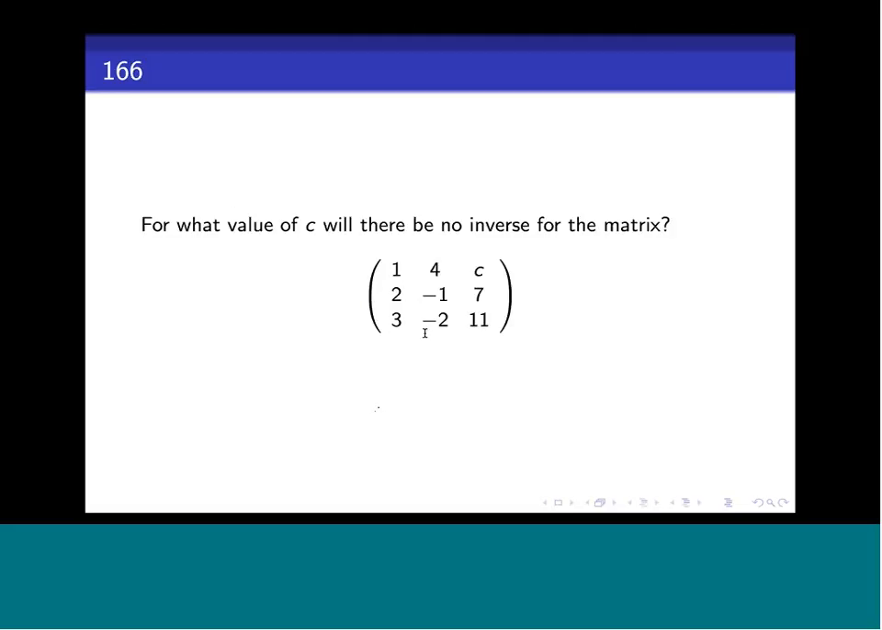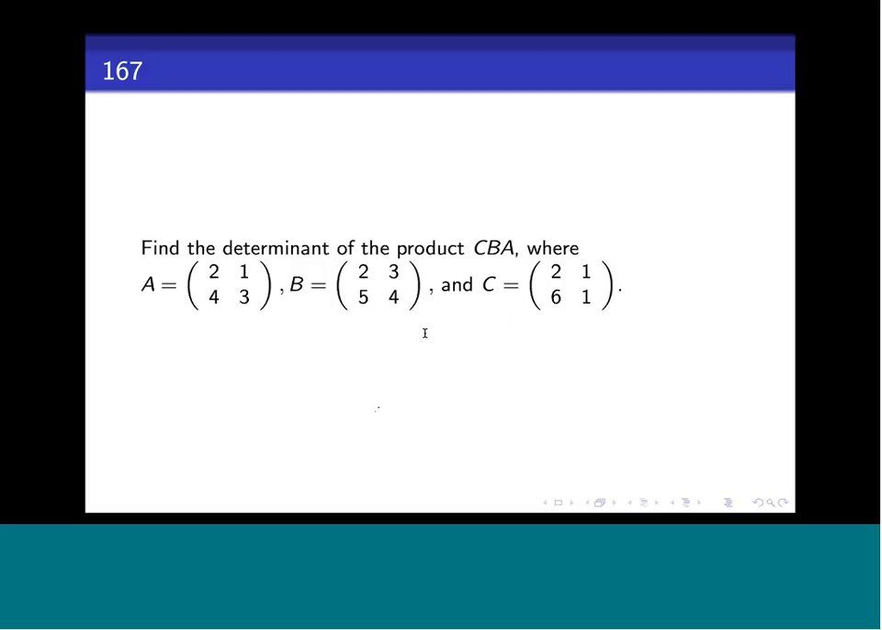So for what value will this one have no inverse? Now it's empty, right? -1. Right, that's William. So now it's back to William. So the determinant of this product CBA is 140. Same. That's pretty big.